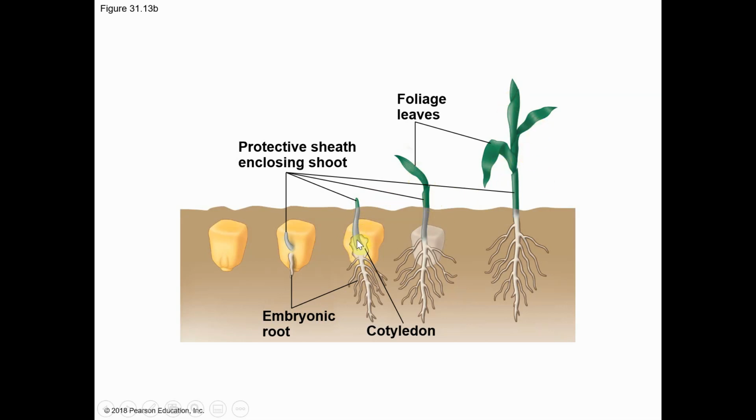And looking at the rest of it, the embryonic roots will continue to grow deeper and branch out more. And the cotyledon, the first leaf there, that's what forms the shoot that eventually withers away, along with the rest of the seed components.